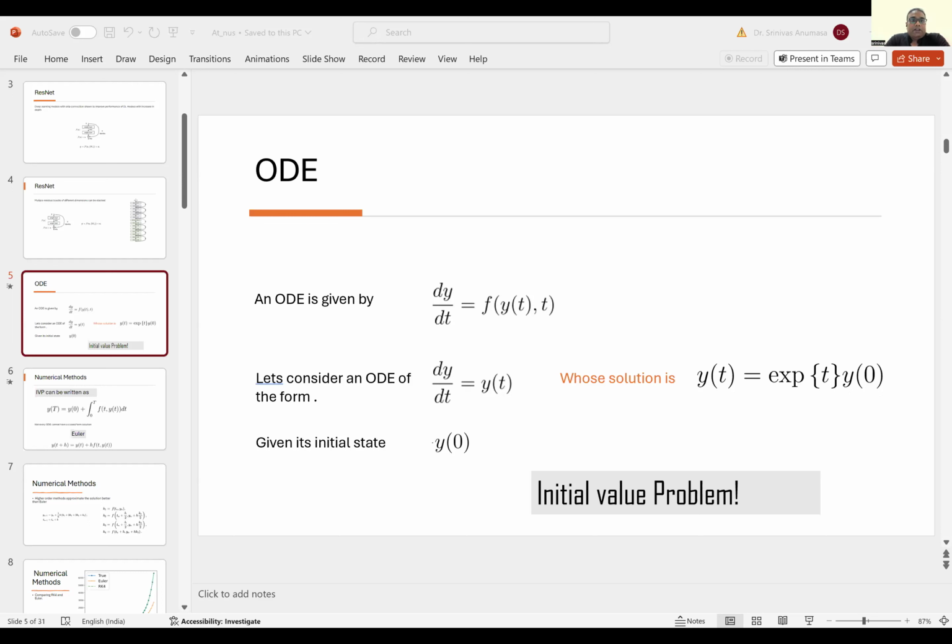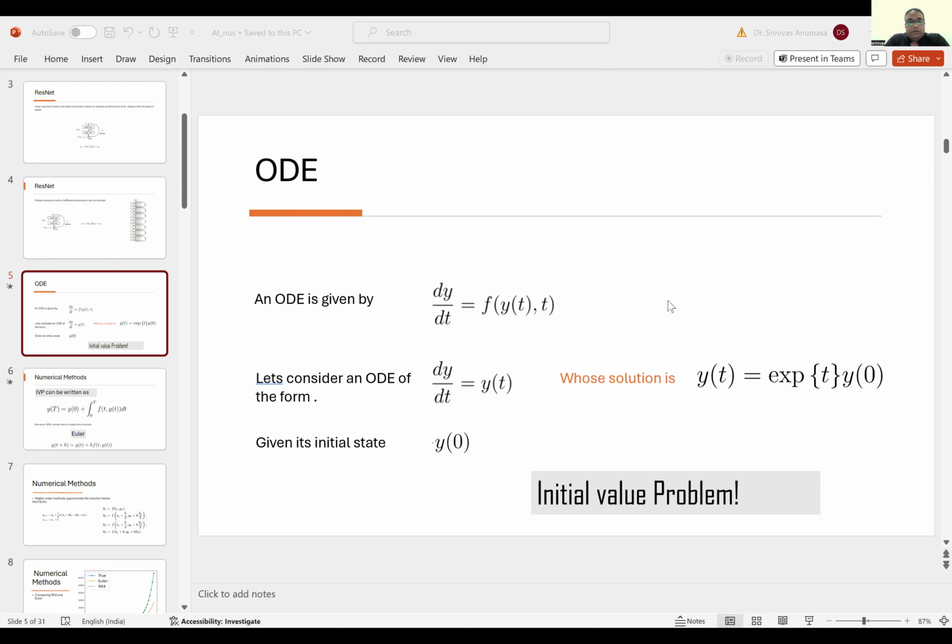And this IVP can also be written in this way, where y0 is the initial state, and we want to compute the state or the motion of an object at a particular time, capital T. This can be given in this way, and you can see a definite integral is involved in this computation. Because of this integral, there are many functions which cannot have a closed form solution, for example, our neural network. So we go for a numerical method.